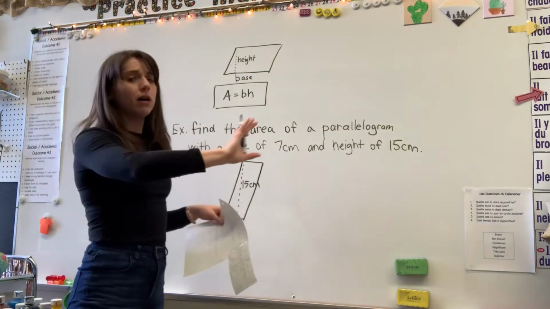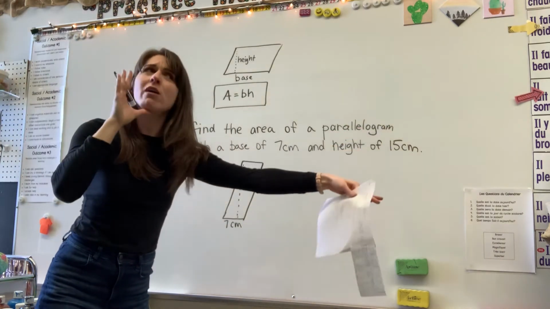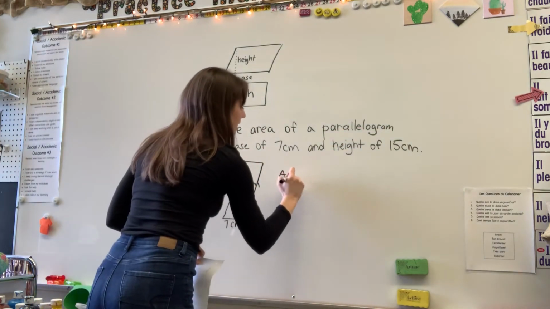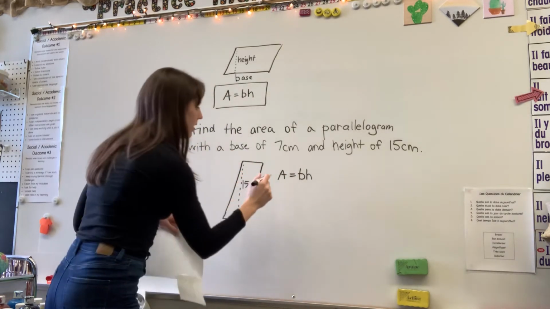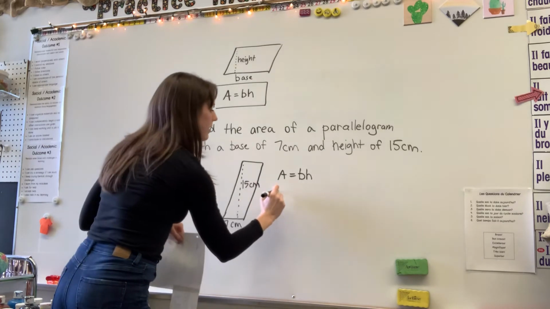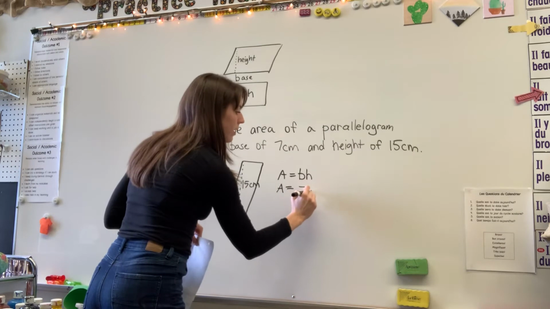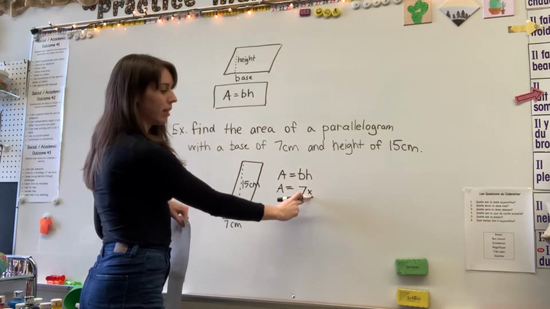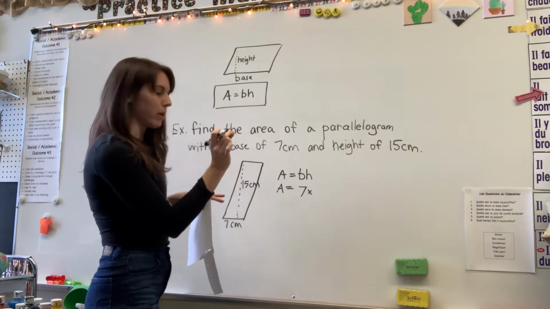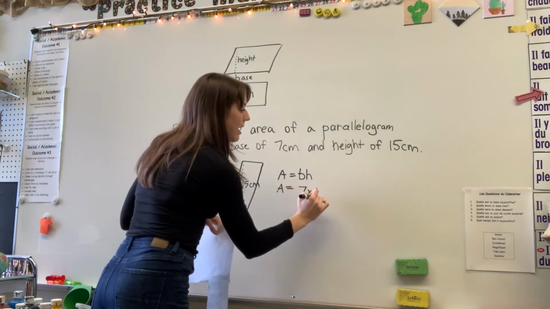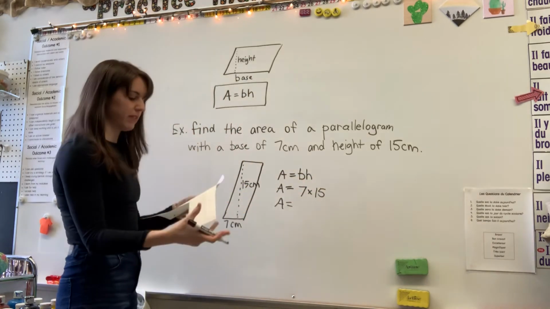Now, always, always, always start with what? The formula. Area equals base times height. Then fill in what you know. Area, we do not know that yet, so A stays the same. Base, 7. Add that little multiplication symbol in there, or a dot, or brackets, but you can't just put a number beside a number. So 7 times 15. Well, what is 7 times 15?